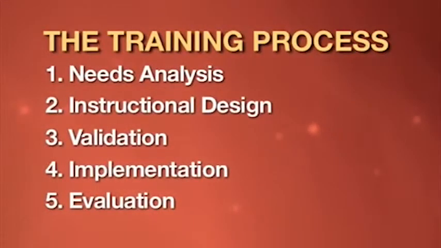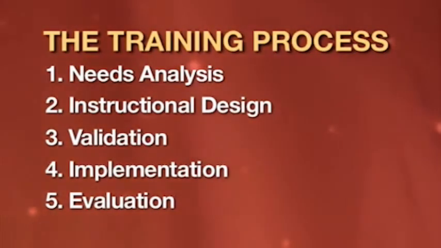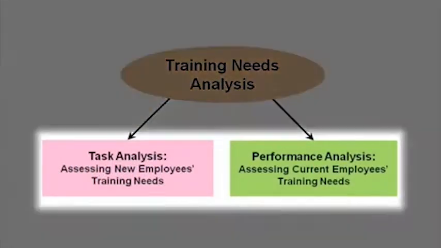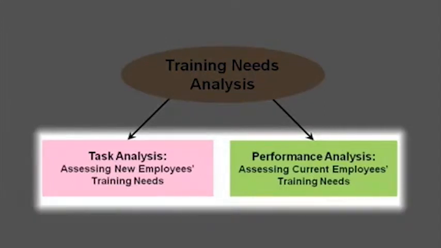The training process includes these 5 steps. It is important that each step in the process be completed thoroughly because each builds on the other. The more time and effort spent on the previous step, the better the next steps can be. Step 1, Needs Analysis, identifies the training needs of an employee. The 2 main ways of identifying those needs are through a task analysis and a performance analysis.